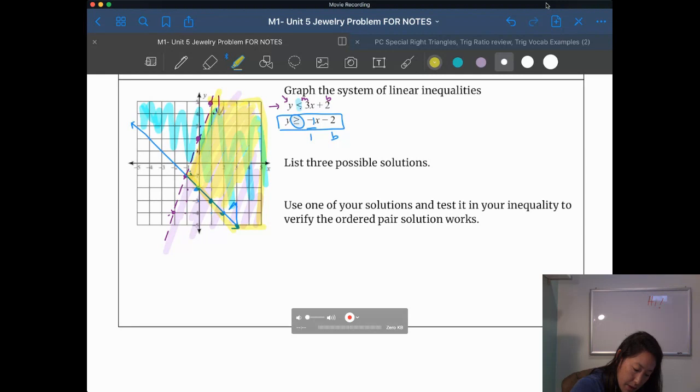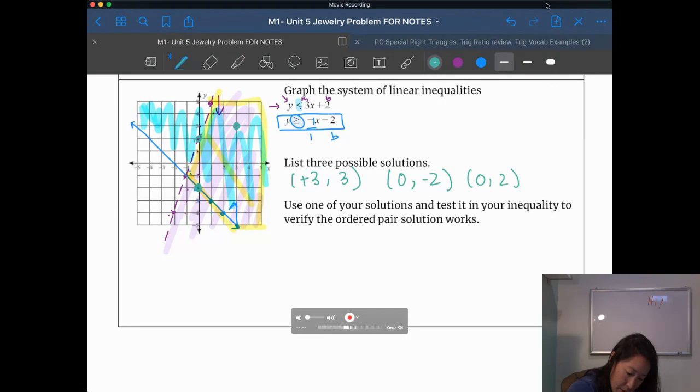Now we need to find 3 ordered pairs. So I'm going to take this one right here, -3, comma, 3. Another solution would be like on this line right here. So 0, comma, -2. And is this a solution right here? 0, comma, 2.